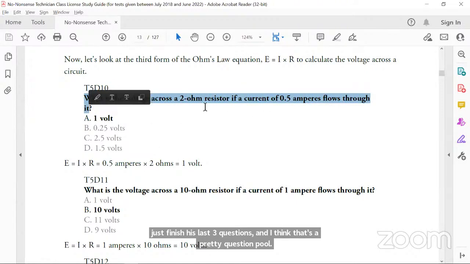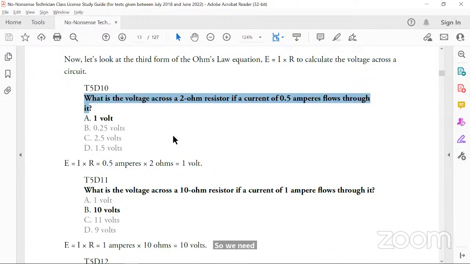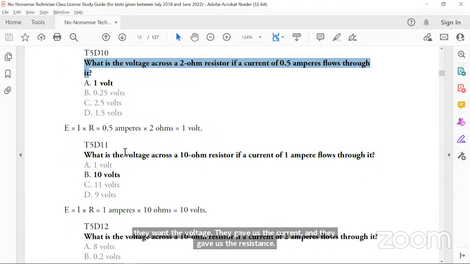What is the voltage across a 2 ohm resistor if a current of 0.5 amperes flows through it? Again, they're asking us what is the voltage, so we need the format: voltage is equal to something. I would have used V is equal to IR in our calculation, but remember E is equal to IR. It's interchangeable. They want the voltage, and they gave us the current and the resistance. So we know V is equal to IR, or E is equal to IR. We multiply it, and we get 1 volt.